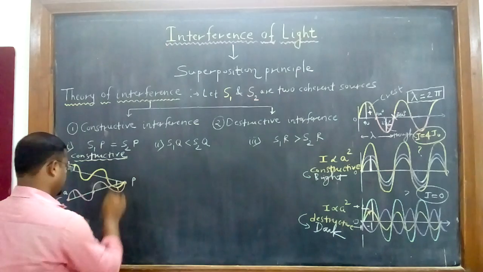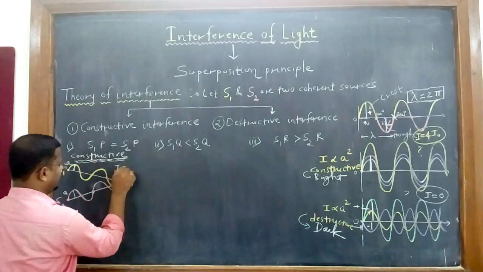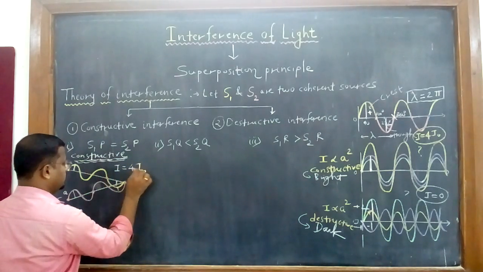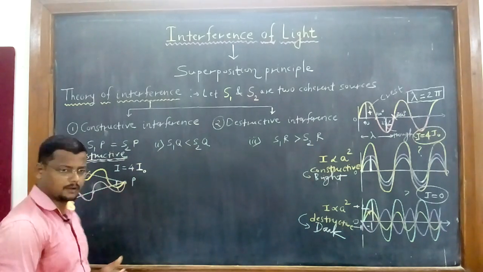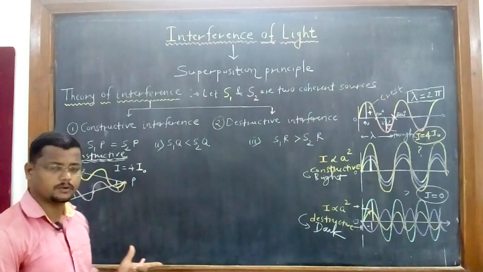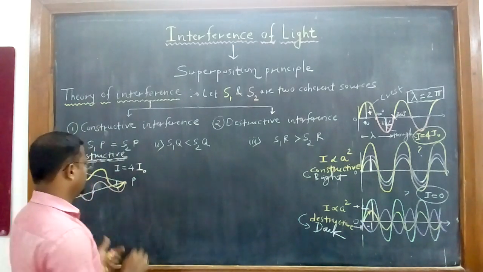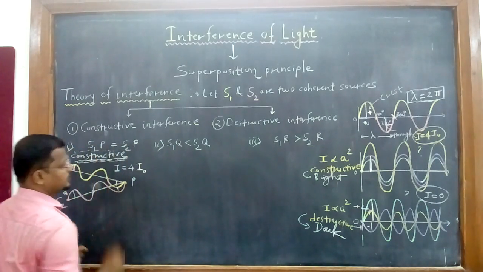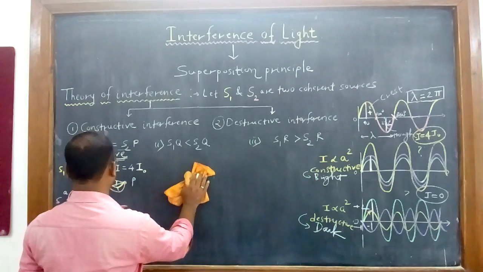And for this interference, we have to prove that the intensity of the resultant light is 4 times I naught. I can represent and prove this here. It is very easy for me to prove, not that tough. So see here now. These two I will take afterwards. Right now I am dealing with S1P equal to S2P. This I will calculate afterwards.